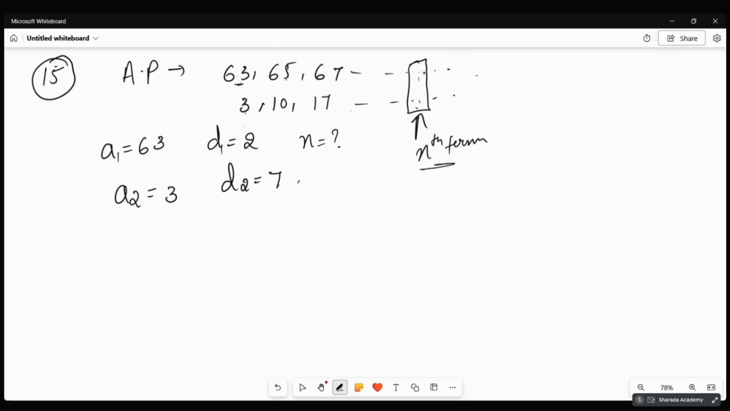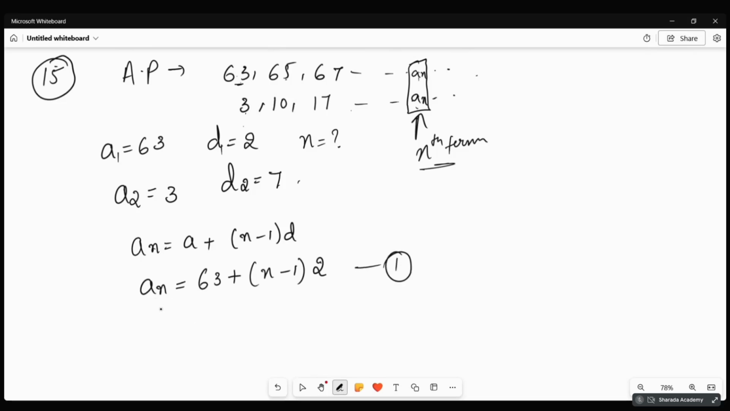So that means An is the same for both here. Value is the same for both. In the first AP, An is equal to A plus n minus 1 into D. So An, I don't know, I will keep it as An. That is equal to A is 63 plus n, also I don't know here, into 2. This is the first equation. And the second one also, An is the same value, that only you should calculate, and that is equal to 3 plus n minus 1 into 7, second equation.